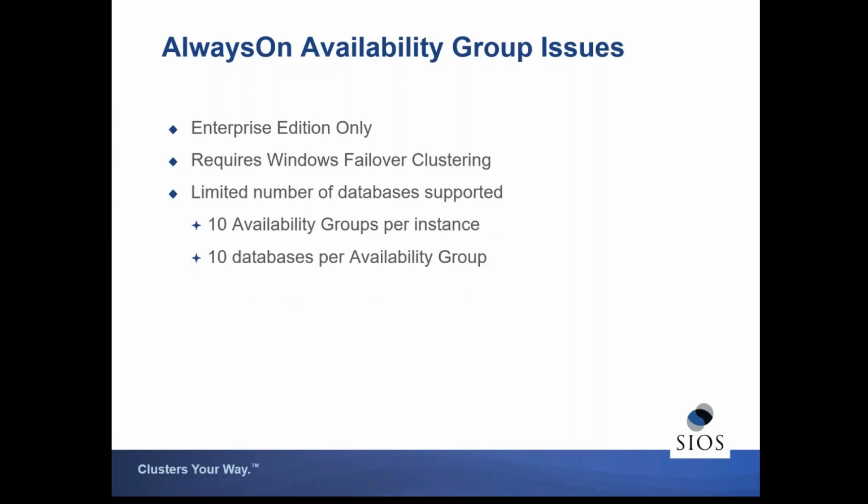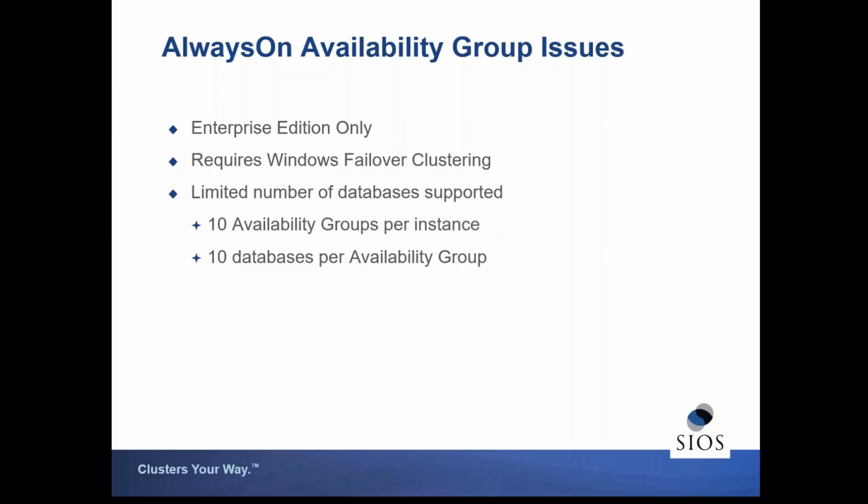Availability groups does have some limits as to the number of supported databases that you can put in it. Today, in 2012 and 2014, our support limitations are 10 availability groups per instance with 10 databases per availability group. So for those of you who are good at math, 10 times 10 is 100 databases per instance in Always On availability groups. That can be an issue for a lot of people.